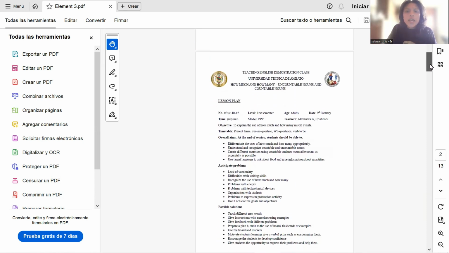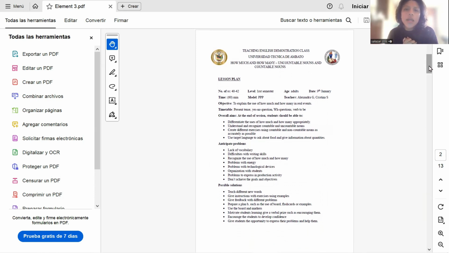For this lesson plan, we consider the topic: the use of how much and how many, and countable and non-countable nouns. The number of students is around 40 to 42, and the level is the first semester at Universidad Técnica de Ambato, Pedagogía de los Idiomas Nacionales y Extranjeros. The age is young adults, and the date that this lesson plan will be presented is 9th January. The time is around 1 hour.